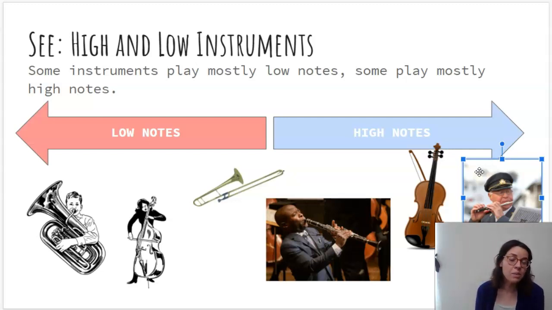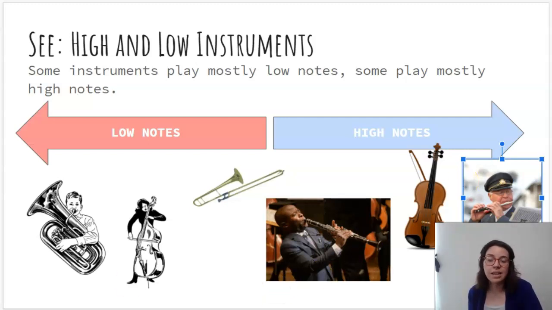Last, we have a gentleman who's playing a piccolo. He's wearing a hat, and he has his music strapped to his arm so he can see it while he plays. That piccolo is the smallest of all of the instruments that we have on our page. It's also the highest sounding instrument out of all the ones that we see.